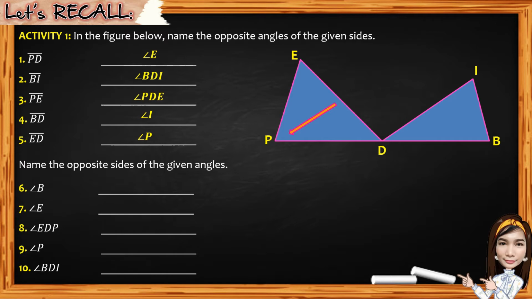Now let's proceed to the names of the opposite sides of the given angles. For number 6, the opposite side of angle B is line segment ID. For number 7, the opposite side of angle E is line segment PD. For number 8, the opposite side of angle EDP is line segment PE. For number 9, the opposite side of angle P is line segment ED. And for the last, number 10, the opposite side of angle BDI is line segment BI.